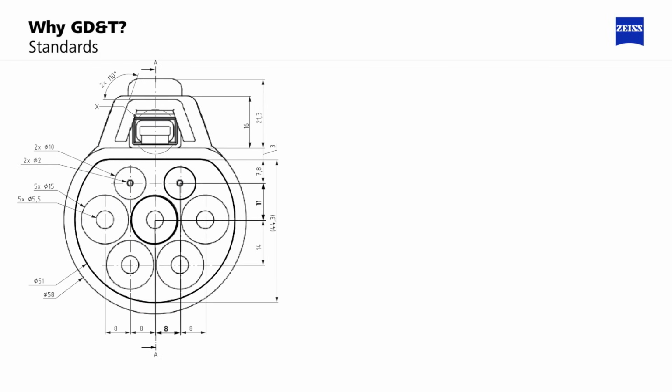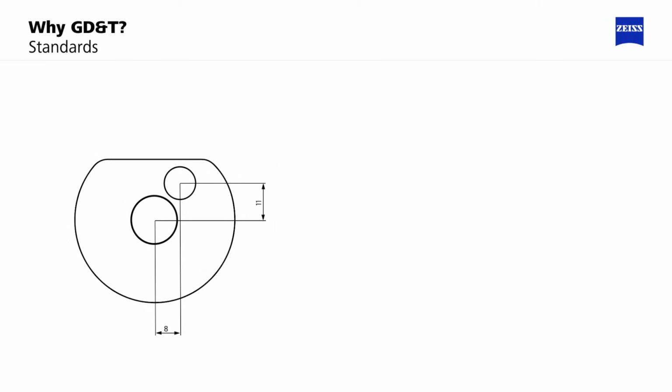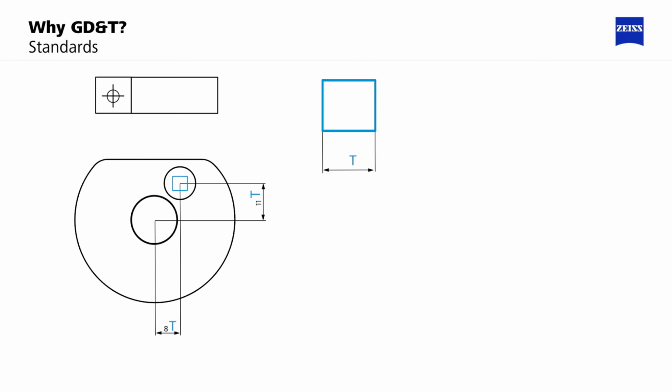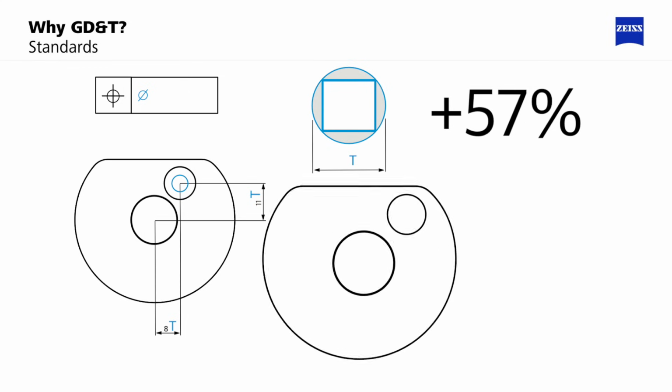Let me show you an example to illustrate one of the enormous advantages of using GD&T. Well, we will get rectangular or square tolerance zones using classic distance dimensioning of two holes. Using GD&T allows us to work with positions and circular tolerance zones, which results in a tolerance expansion of 57% while maintaining the same tolerance. A 57% increase in tolerance would mean more flexibility in manufacturing and extreme cost and time savings.